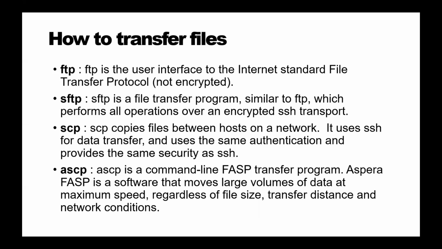SCP also encrypts using the same method as SFTP. The main difference between SCP and SFTP is that SFTP allows you to interrupt and resume file transfers. ASCP is a command line FASP transfer program. Aspera FASP is software that moves large volumes of data at maximum speed regardless of file size, transfer distance, and network conditions.